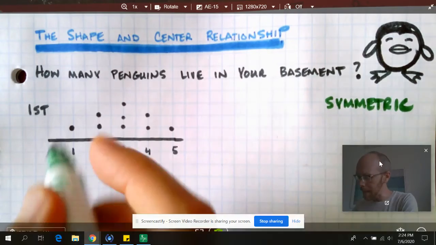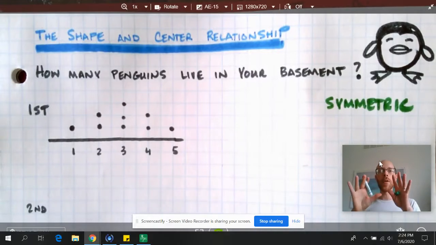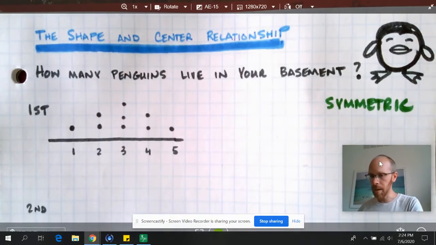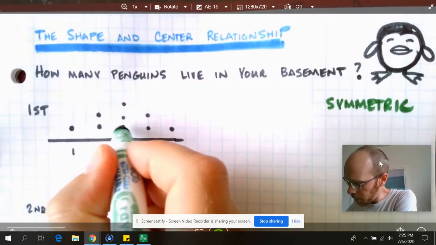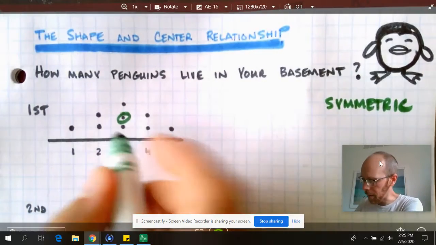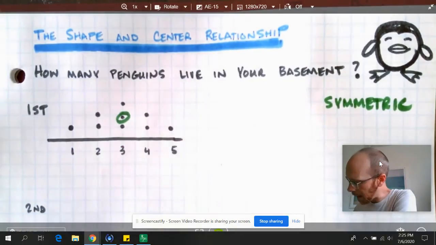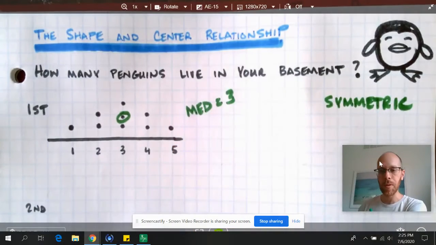If I wanted to find the median, I'd say there are 1, 2, 3, 4, 5, 6, 7, 8, 9 values. If you have 9 values, you can break it up into, there's 1 in the middle, there's 4 on this side, and there's 4 on the other side. So I guess I'm looking for the 5th value. That would be our median. So 1, 2, 3, 4, 5. That would be the median right there, right? These 4 represent the lower half. These 4 represent the upper half. And so in this case, our median would be 3 penguins.